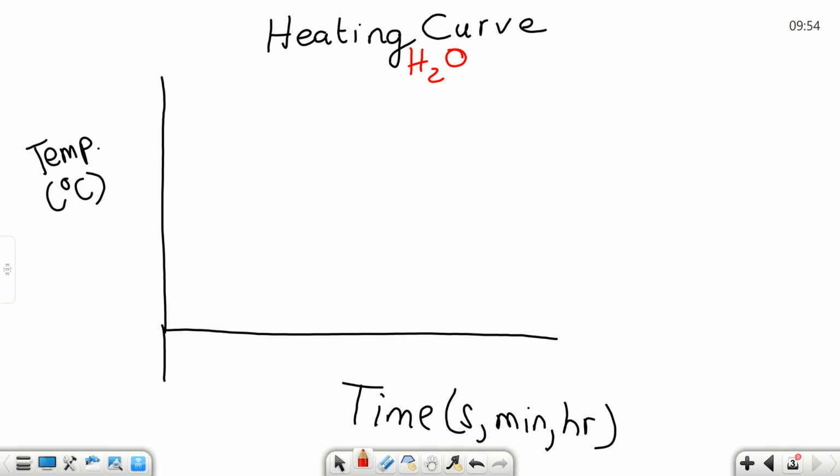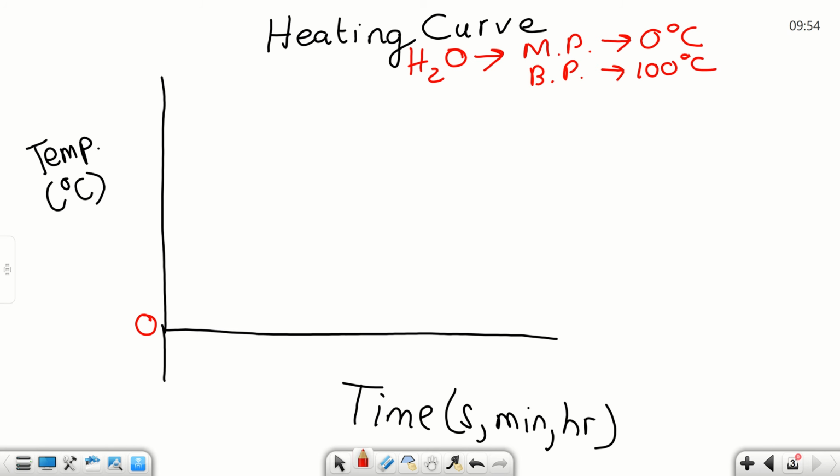For a heating curve for water, I'm basically going to show when water changes from ice to liquid water, and when liquid water changes into steam or gaseous water. So what I need is a couple of important temperatures. We should know, hopefully, the melting point and boiling point for water in Celsius. The melting point for water is 0 degrees Celsius. The boiling point is 100 degrees Celsius. Those are the only two temperatures you need to have on your graph.